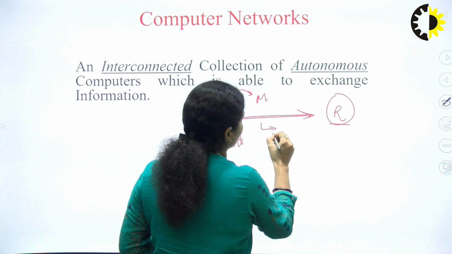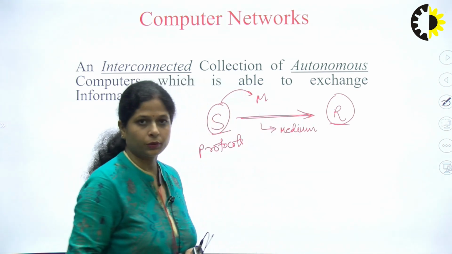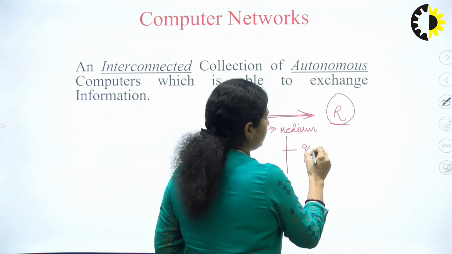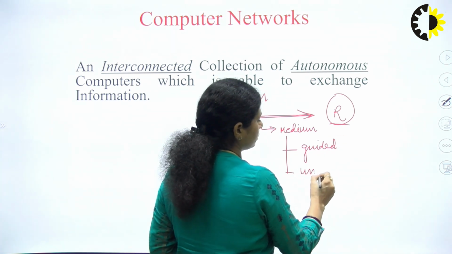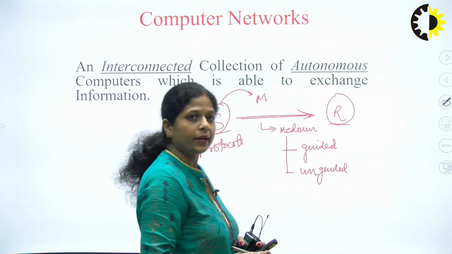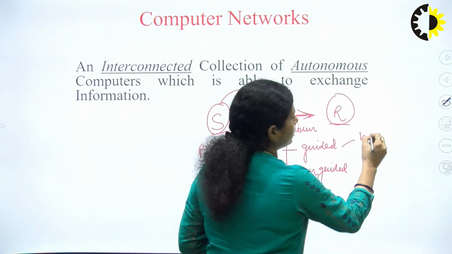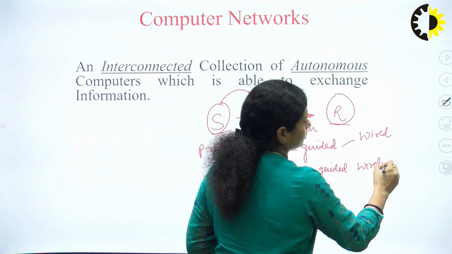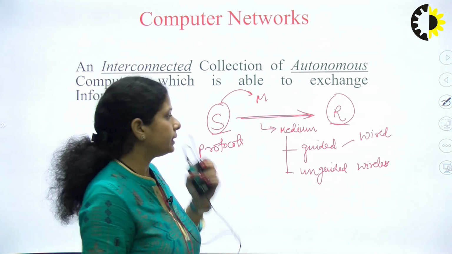With the help of which the transmission could be possible. So we require some sort of medium. Now what is this medium? This medium could be anything. It could be guided, it could be unguided. So what is guided and what is unguided? Also we can say it could be wired or wireless. So that's how the data is traveling.